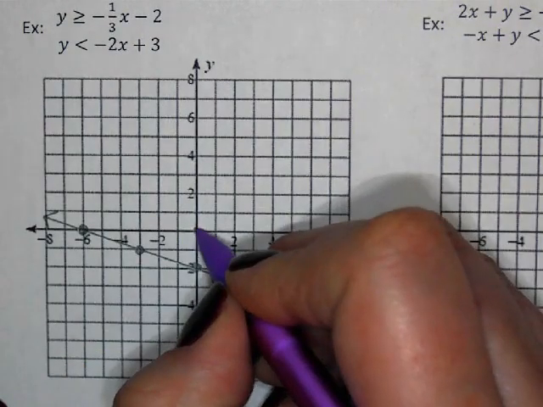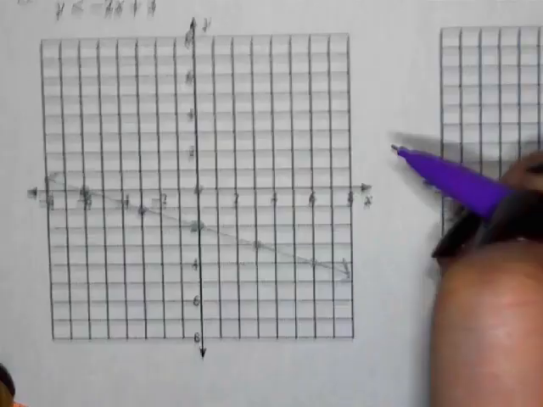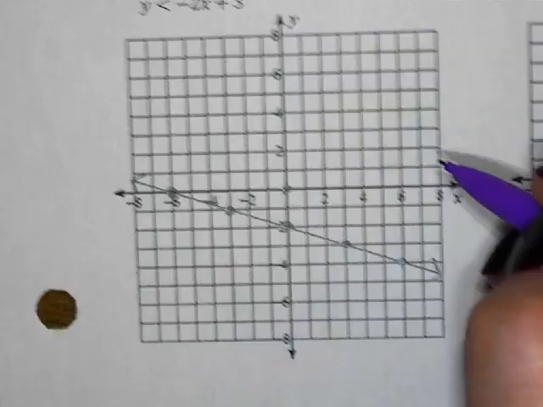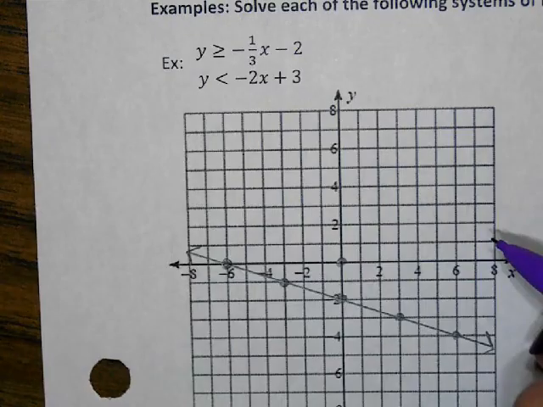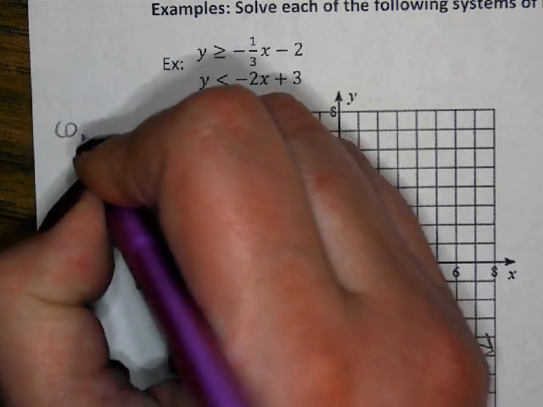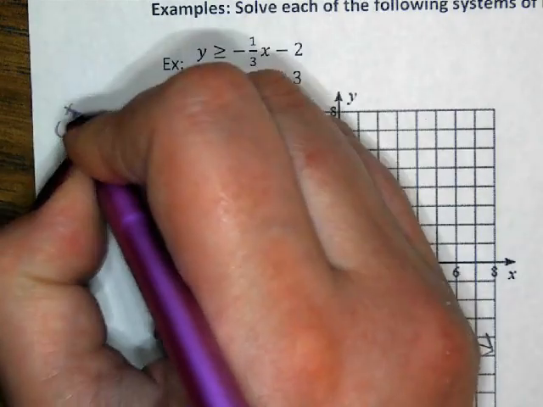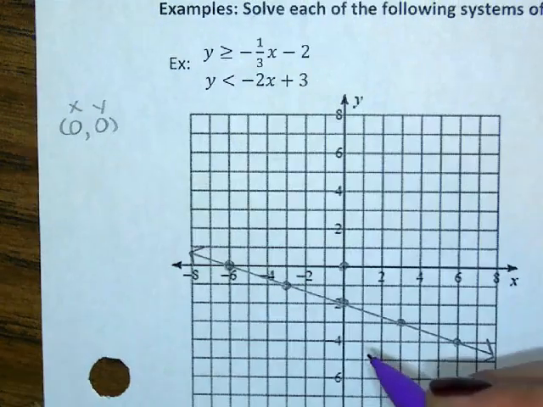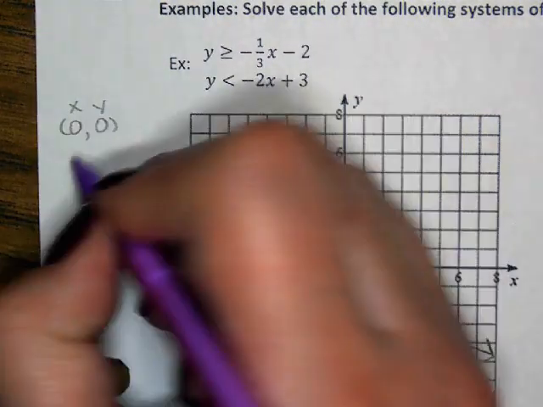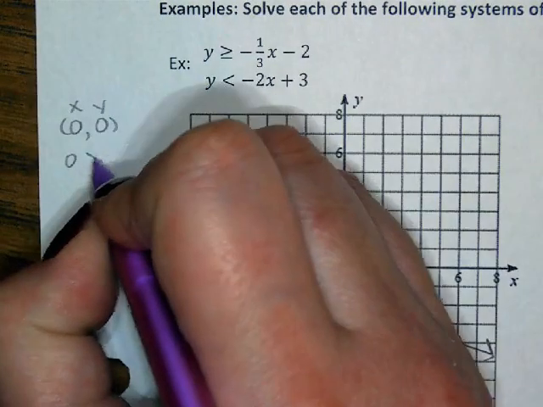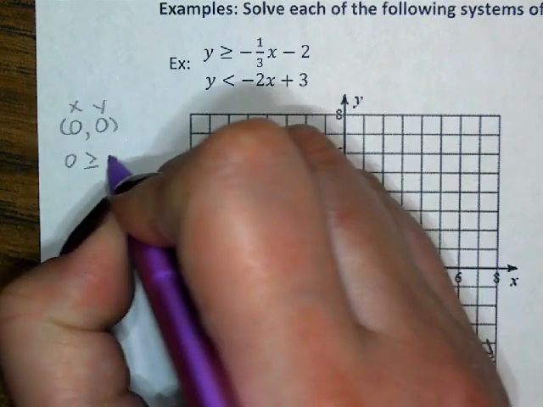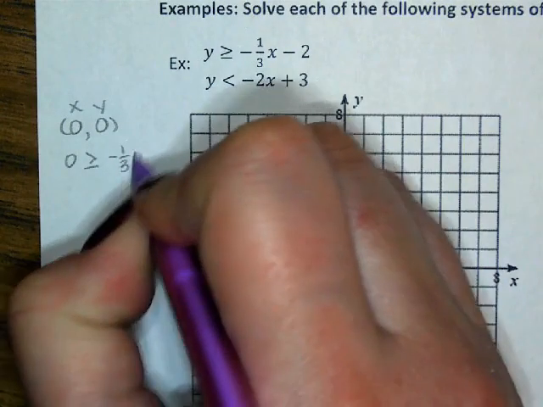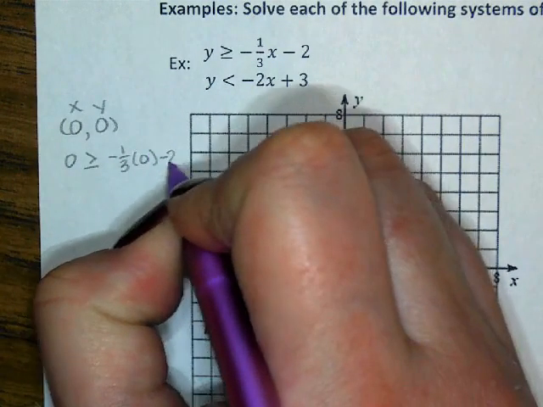So 0, 0 is a great point to plug in. So there's 0, 0 right there. So I'll go ahead and plug it in over here. So I've got 0 for x and 0 for y. So 0 is greater than or equal to negative 1/3 times 0 minus 2.